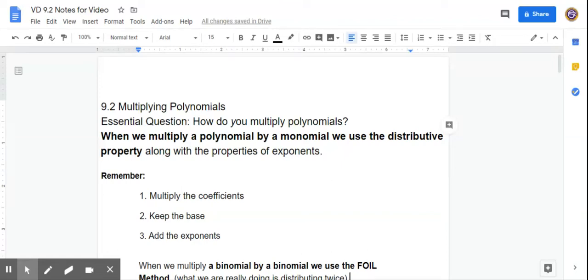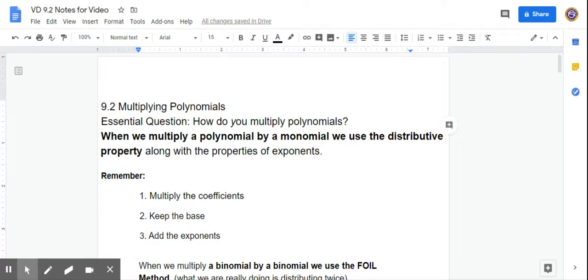Hi, everybody. 9.2, multiplying polynomials. So now we're going to multiply a polynomial by a polynomial. The first thing we're going to do is multiply a monomial by a polynomial.